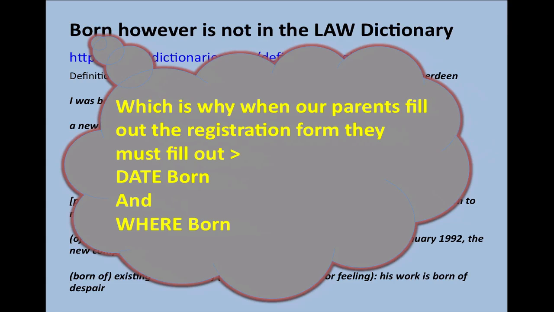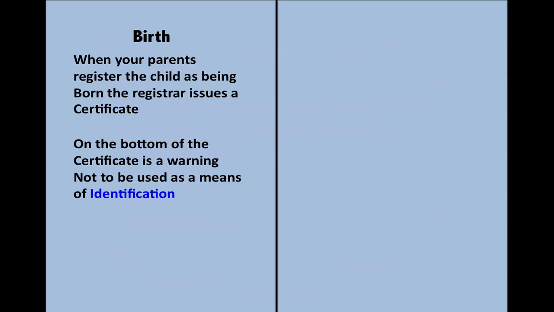And this is why when our parents fill out the registration form, they must fill out the date born and where born. And you'll find that on your printout. It will have your date born and your where born. So let's look at the different processes now. When your parents register the child as being born, the registrar issues a certificate. Now, we read that on their site just a little bit before. But on the bottom of the certificate is a warning not to be used as a means of identification. Yet on the website, they're telling you that you needed to get your driver's licenses, etc.